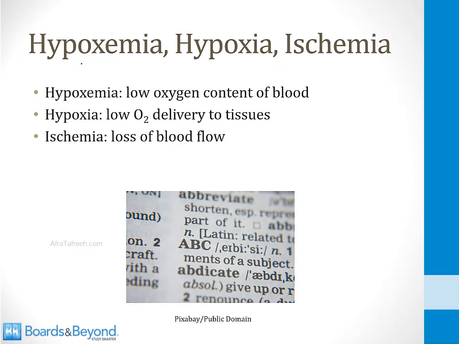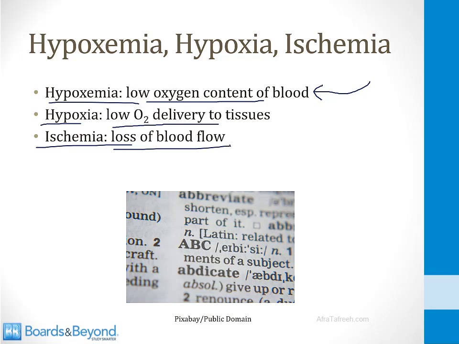Let me go through a little vocabulary. When we say a patient has hypoxemia, we mean there is a low oxygen content of the blood. This usually means someone who has either a low PaO2 or a low hemoglobin saturation percent. When we say hypoxia is occurring, that means there's low oxygen delivery to tissues. And we'll talk in a minute, but you can have hypoxia without hypoxemia in certain scenarios. And then finally, when we talk about ischemia, we're talking about the loss of blood flow, just like when we talk about ischemia in the heart from a myocardial infarction.